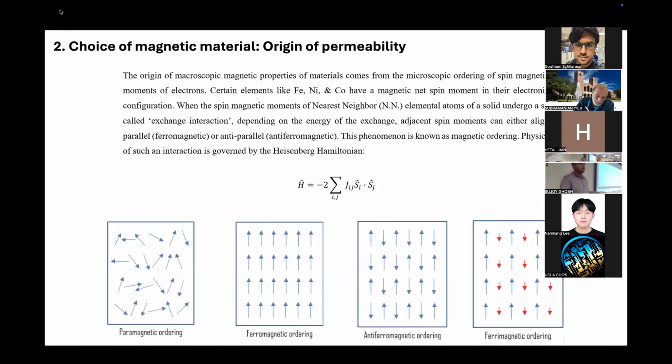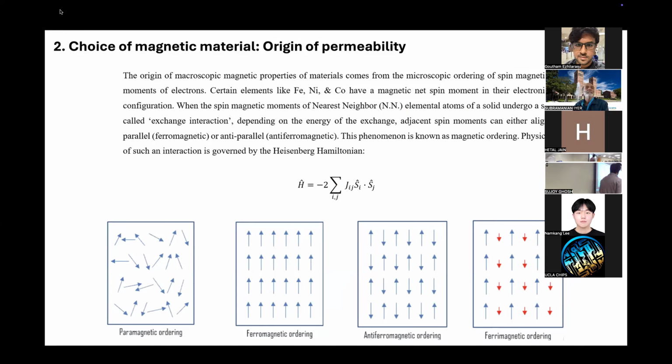And in order to understand the choice of the magnetic material, you need to understand where does permeability actually come from, right? What is the origin of permeability? So fundamentally, what happens is when you take any solid, a solid consists of a lot of atoms which are basically bonded to each other. And in these atoms, usually in the outermost shell, there is usually an electron, and that electron has a spin.